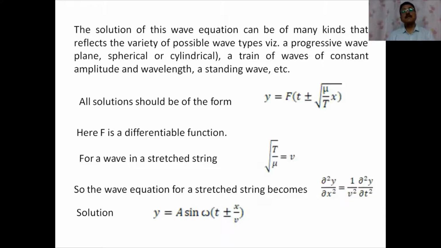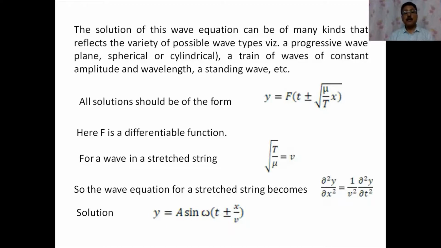The solution of this wave equation can be of many kinds that reflects the variety of possible wave types. For example, a progressive wave, its solution could be a spherical wave, its solution could be a cylindrical wave. And now, a train of waves, like for example, I said, the progressive wave could be written y is equal to f(t plus minus square root of mu upon T x). Now this T upon mu is equal to v. So t plus minus vx you can say. Now minus sign stands for moving in the positive direction, plus sign stands for moving in the negative direction.